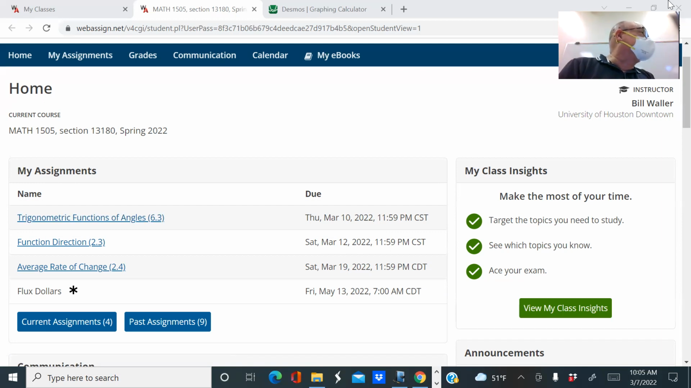Obtuse, yeah, well, obtuse is bigger than 90 degrees, right? Okay, so that's the opposite of acute.